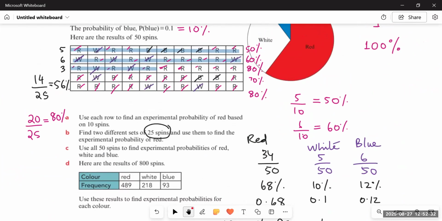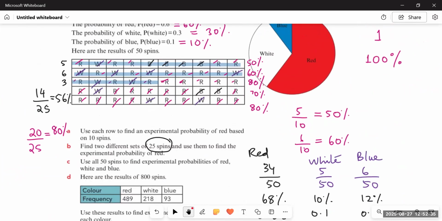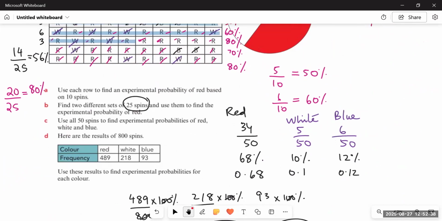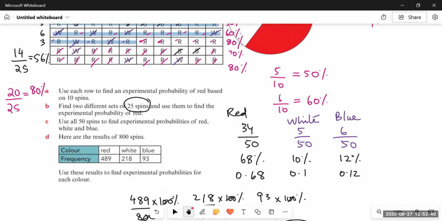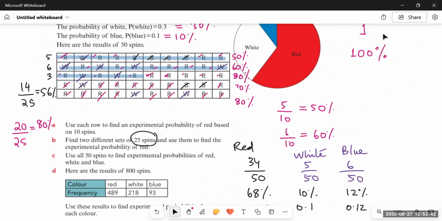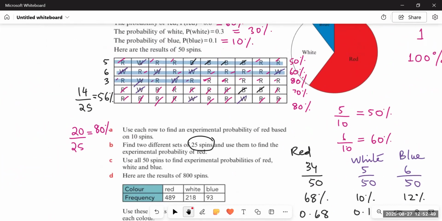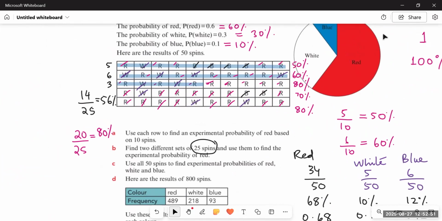You can see that when we found the experimental probability for 10 spins, we were getting 68%, 10%, 12%, although it was quite close. But when we calculated it for 25 results, we got 56% and 80%. We were getting very varied answers. So we can say that yes, he is correct, and the values based on 10, 20 or 50 spins vary quite a lot.